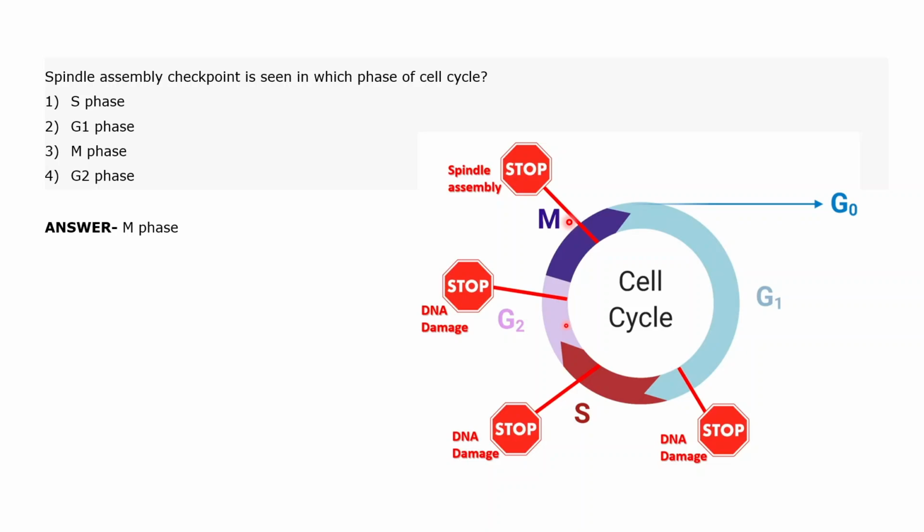So this spindle assembly checkpoint is present in M phase, and it is essential for the transition from metaphase to anaphase and subsequently into G1 phase. Otherwise, the cell will get arrested in the M phase itself, that is, in the metaphase stage. Other checkpoints are also present.